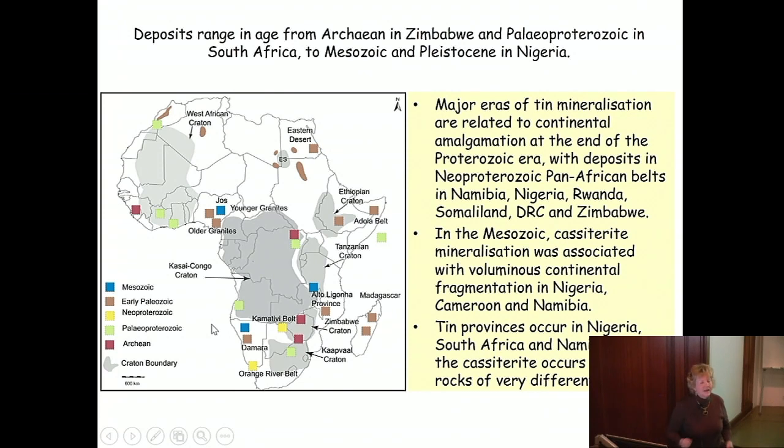And then what goes together came apart again, so that in the Mesozoic we had magmatism and tin mineralization in this area and this area in the Mesozoic. And we also get tin provinces. A uranium province or a tin province means an area where you get that mineralization, in this case tin, in several periods of time. So we get tin provinces in South Africa, in Nigeria, in Namibia, and Mozambique, where we get tin in pegmatites that are 1,000 million years old and also 500 million years old.